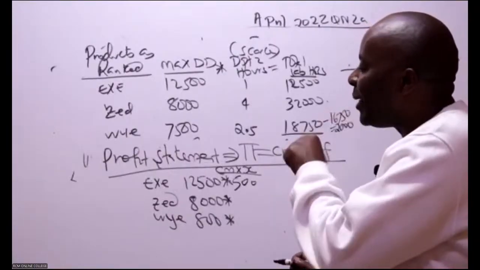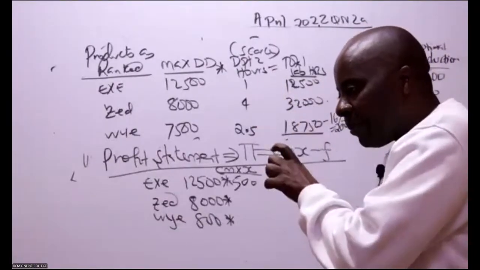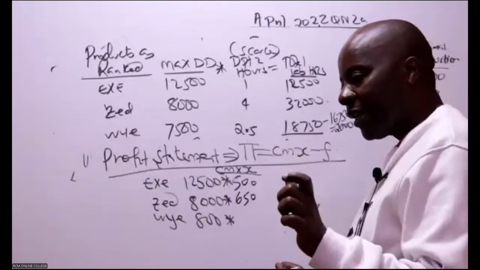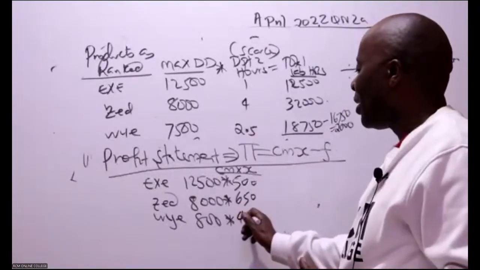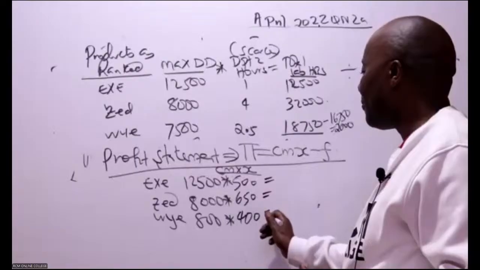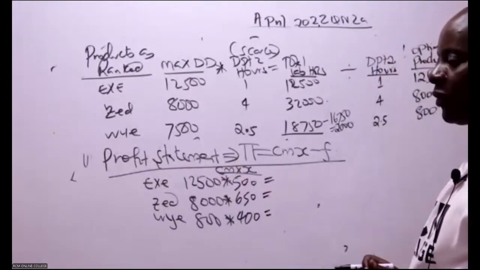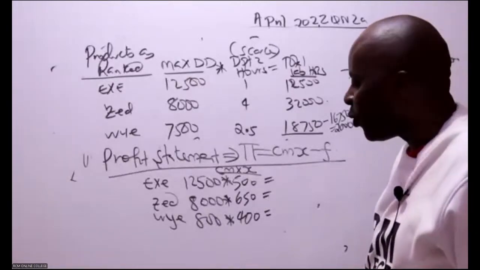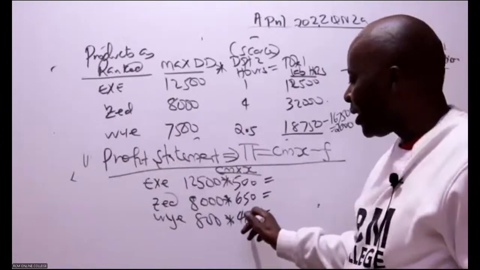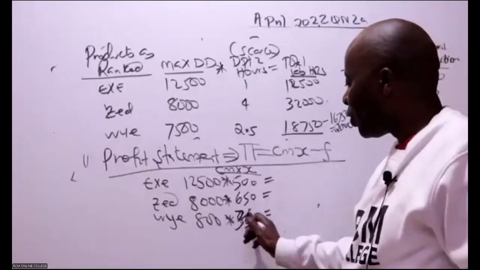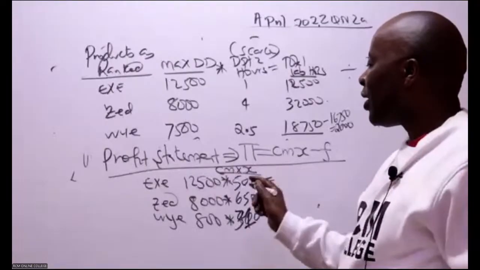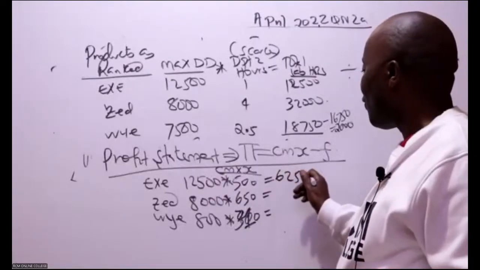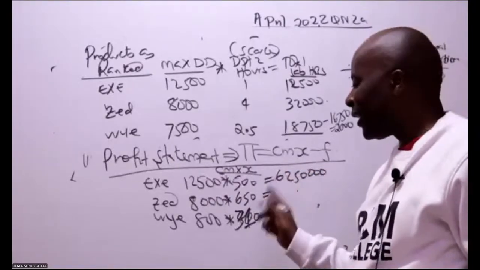How about the contribution margin of Z from the same table? Last column. Z is 650. And then we have Y. Y, the middle one, is 400. Are you able to give me these figures? 12,500 times 500 gives me... oh, Y is 310, not 400. Sorry for that, Y, I'm being told, is 310. So 12,500 times 500 is 6,250,000. So we have 8,000 times 650.